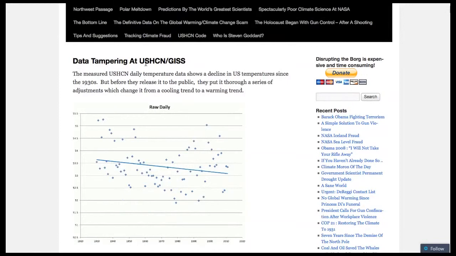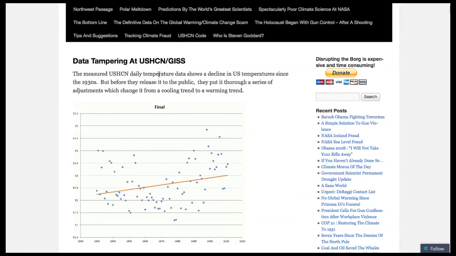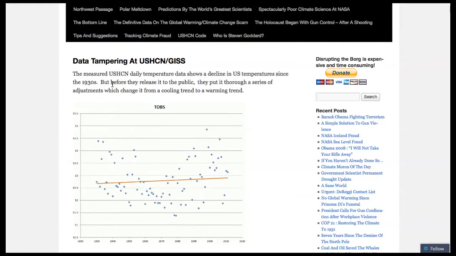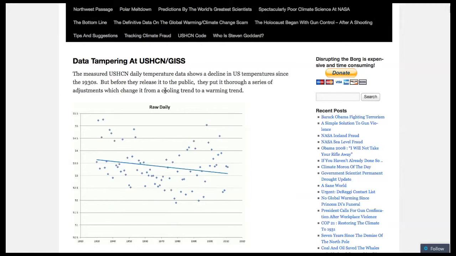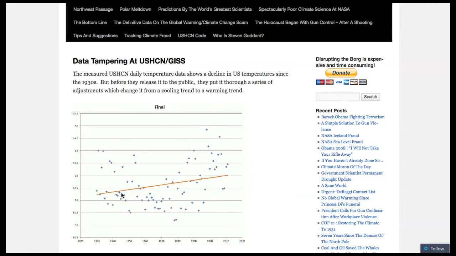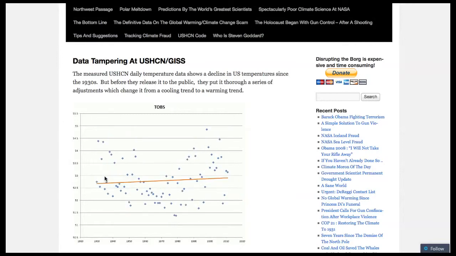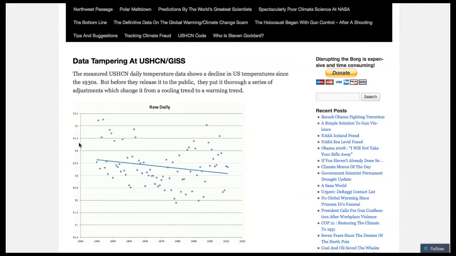Data tampering at USHCN GISS, and it shows how the measured USHCN daily temperature data shows a decline in US temperatures since the 1930s, but before they release it to the public, they put it through a series of adjustments which change it from a cooling trend to a warming trend. So before it goes downwards, there's a downward trend, and then they take that data and they do their magic, and look, it's warming. It's warming, I tell you.